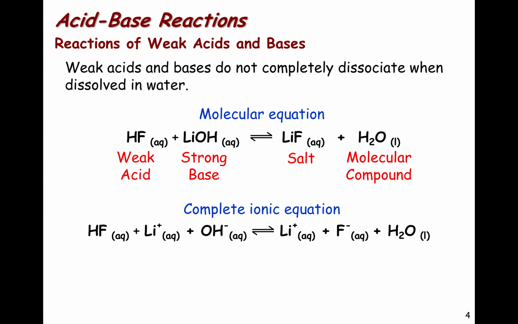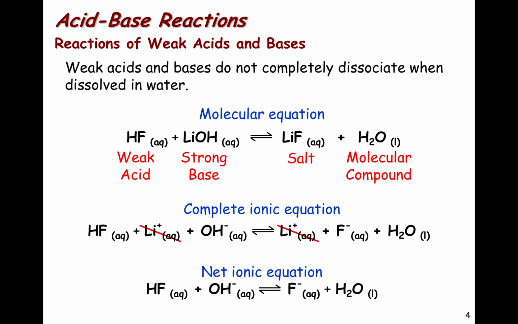So we end up with, again, an equilibrium, but there are the ions of lithium and hydroxide on the reactant side, and then on the product side we have lithium ions and fluoride ions. The spectator ions in this case are the lithium ions, and they can be removed from this reaction, and then we can write the net ionic equation as HF, the weak acid, plus the hydroxide from the strong base, and this produces fluoride and water.